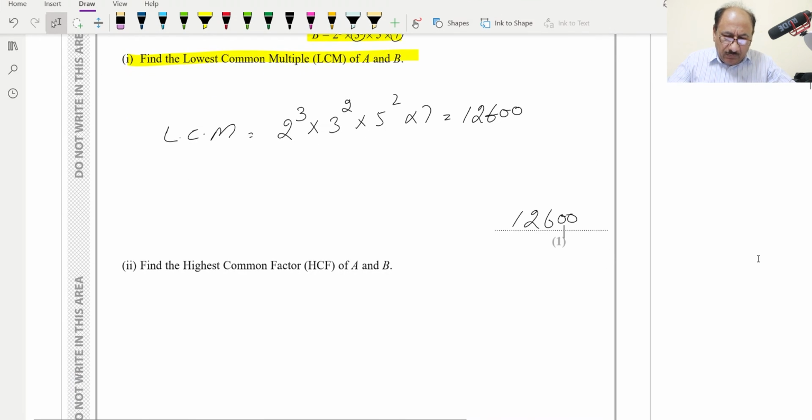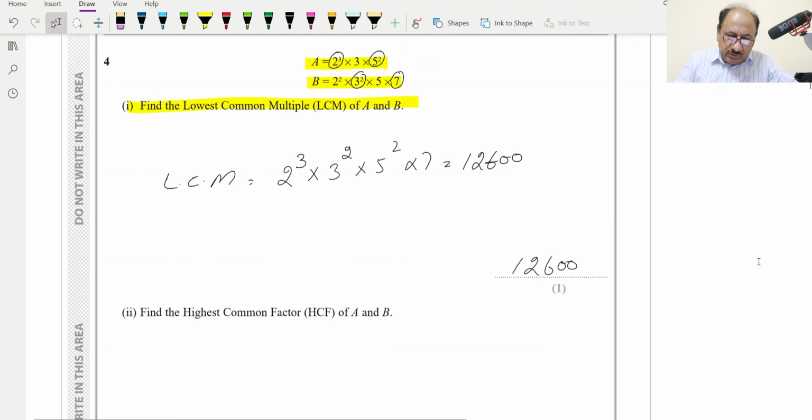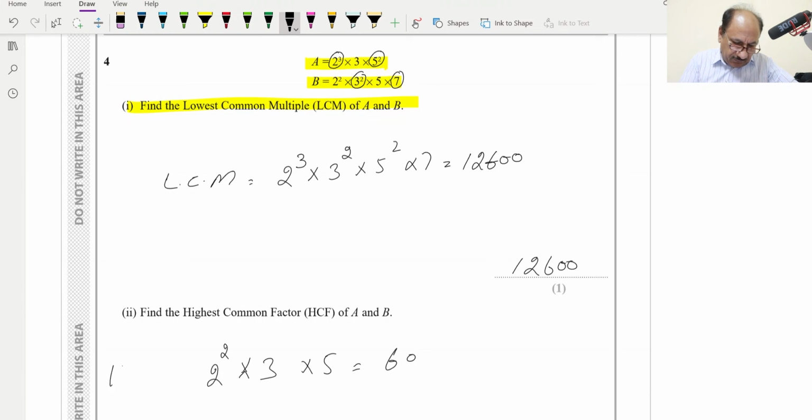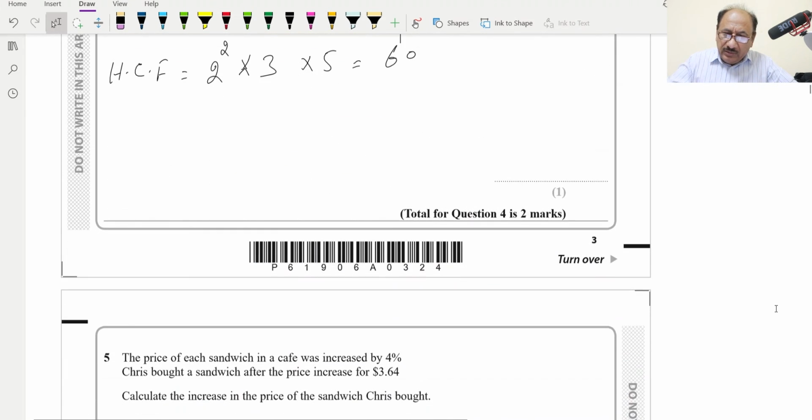Now find the highest common factor of A and B. For the highest common factor we will be taking the lower powers, so 2 raised to the power 2, and then 3, the smaller power we are taking, and this will be 5, and we can calculate this. 2 squared multiplied by 3 multiplied by 5 is equal to 60. So HCF will be equal to this one which we have found for A and B, and 60 we can mention as the answer at the given place over here.